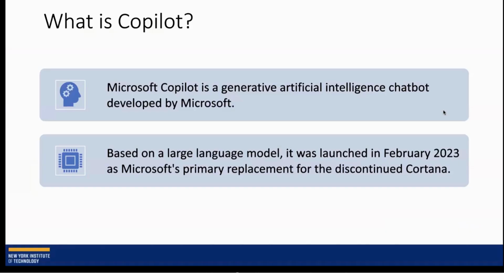So just a quick general overview on what Copilot is. It is a big leap in AI launched in February 2023 as the successor to Cortana. It's a generative AI chatbot that makes interacting with technology easier and more intuitive. Using a large language model, Copilot can understand and generate human-like text, boosting productivity and user experience.